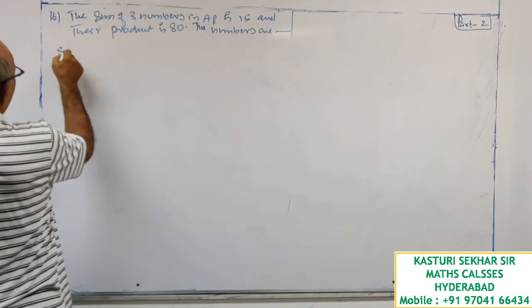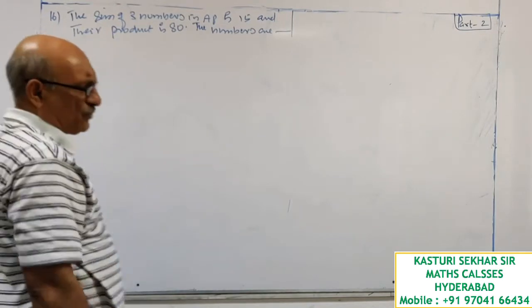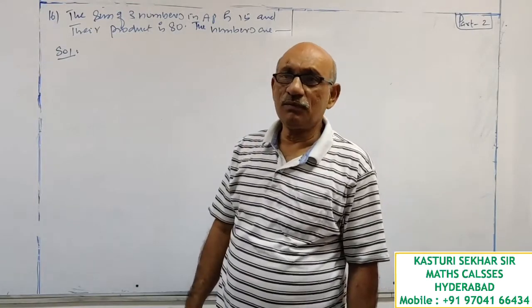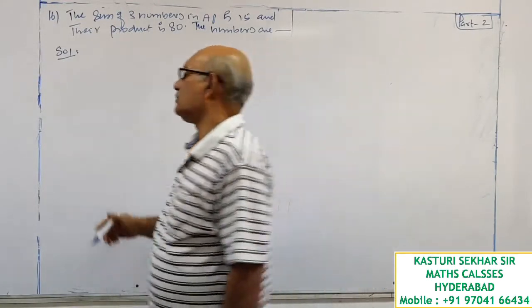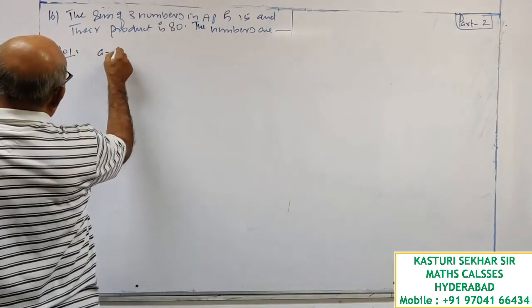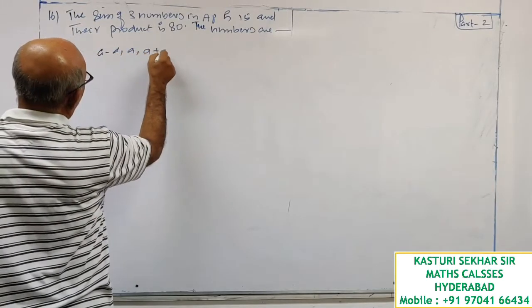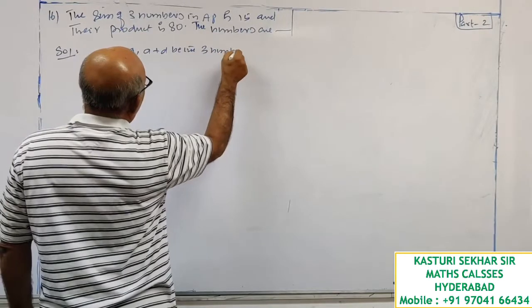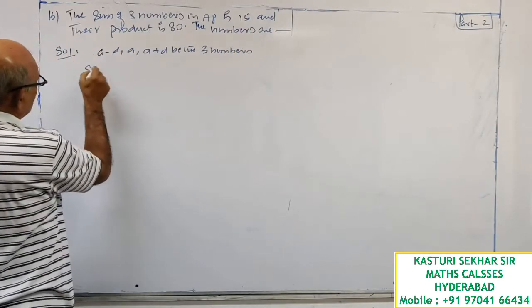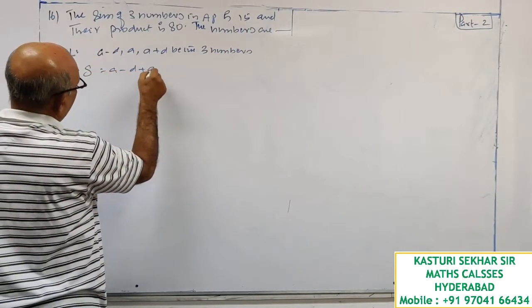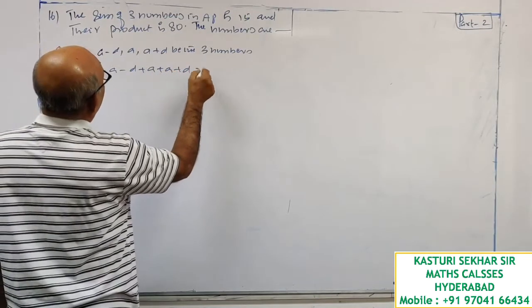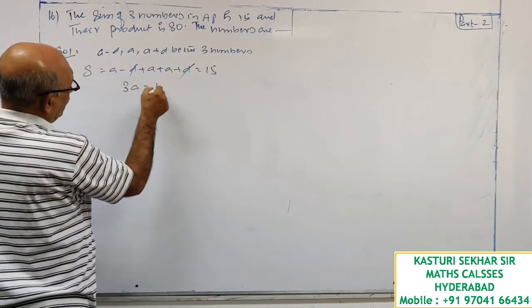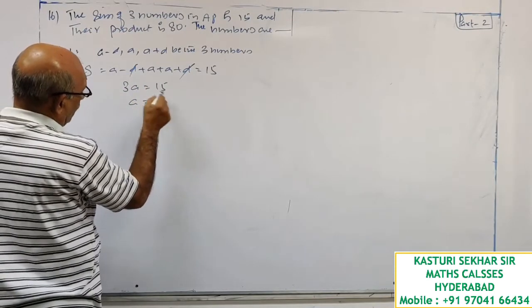Now there are two methods to solve this question. Let's see the first one. Let a minus d, a, a plus d be the three numbers. So the sum is a minus d plus a plus a plus d is equal to 15. 3a is equal to 15, a is equal to 5.